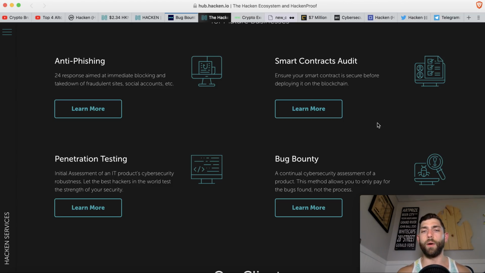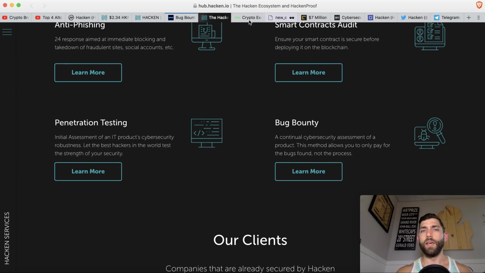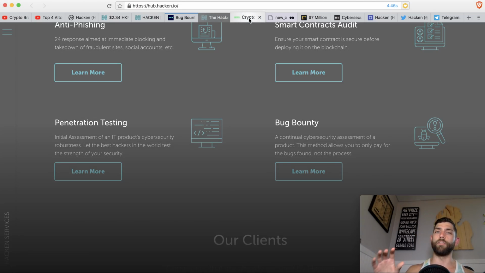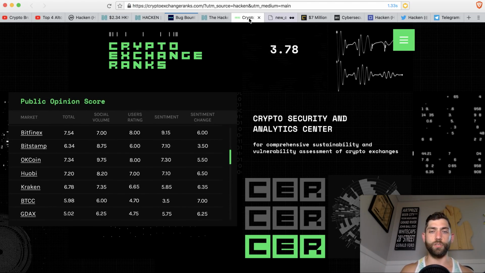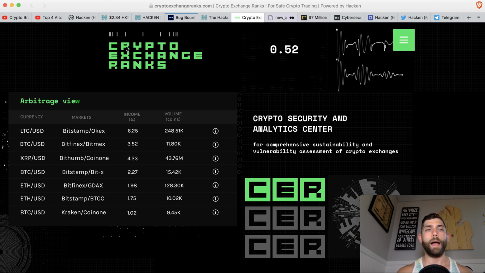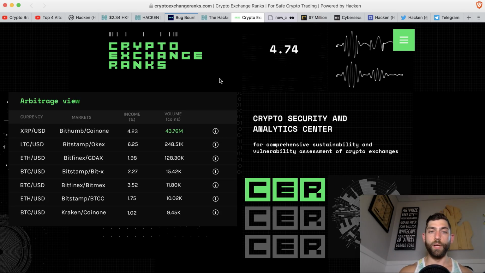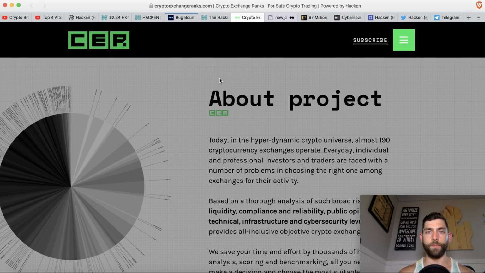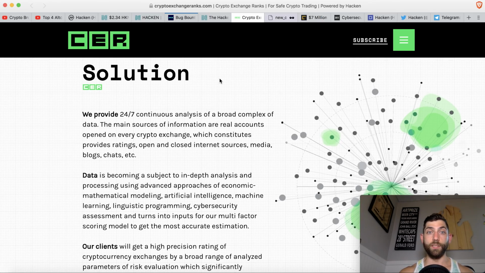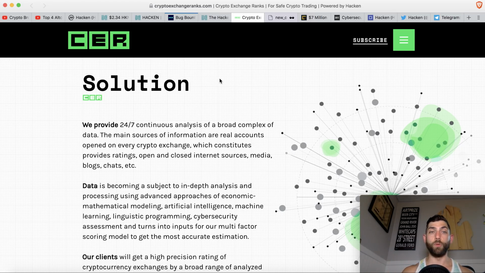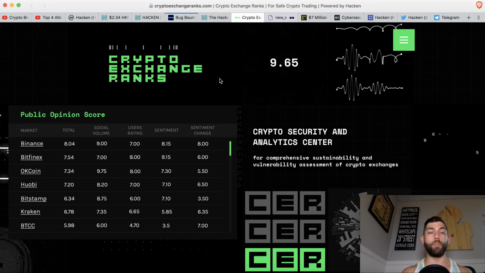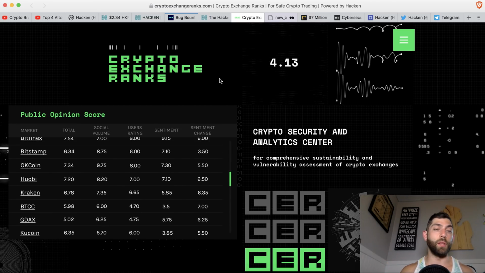And then the last one we talked about is their bug bounty. This is a really interesting concept as well. These guys are very deep in the space, and I'm surprised that the value of their current token is so low, especially because it seems to have a pretty good community behind it. But this is their crypto exchange ranks, and you can scroll through this. It's pretty in depth, talks about their project, what they have going on here, but essentially they're going to be auditing some of these crypto exchanges 24/7, looking at all these different potential problems in terms of liquidity or any type of manipulation or things going on there.